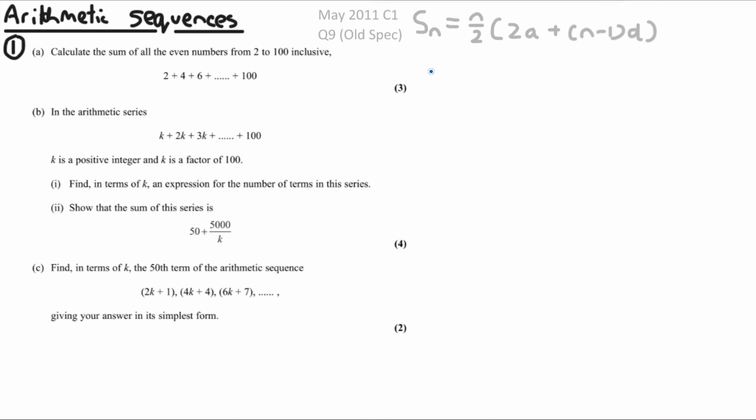Okay, so for part A, we need to calculate the sum of all the even numbers from 2 to 100, so it's going to make this sequence here. And this is similar to the last example, where we can just figure it out using a, d, and n, and using this formula here.